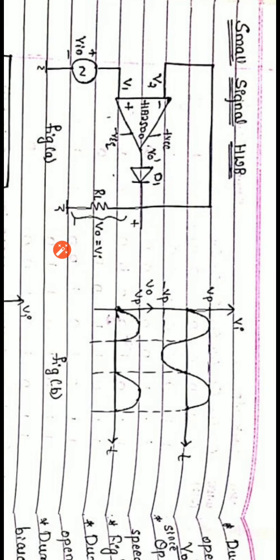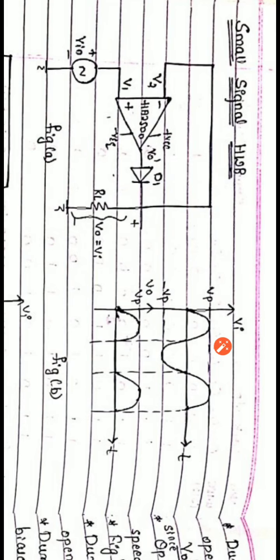Now in this op-amp, the non-inverting terminal is connected to the input Vin, and the inverting terminal is connected as a feedback path from the input to the output side. Then there is a diode D1, and then a load resistance RL where we are going to measure the output. Now, how does this circuit work during the positive cycle and during the negative cycle?